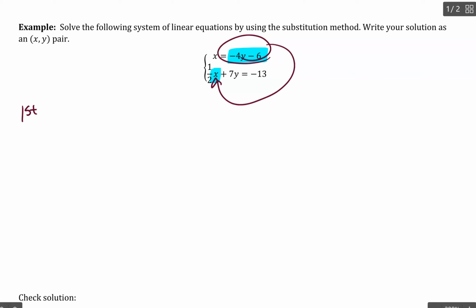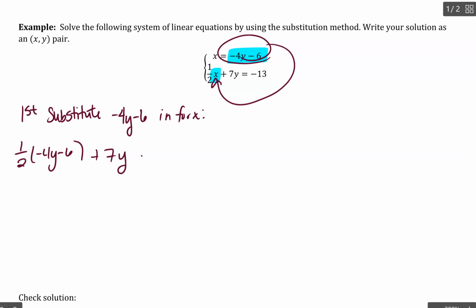Now that's not the only step that we have, but it will get us started. So first we're going to substitute this expression, negative 4y minus 6, in for x. Okay, so we should have 1/2 times that expression, negative 4y minus 6, plus 7y equals negative 13. So what we did was, instead of the x value, we substituted this expression, negative 4y minus 6.